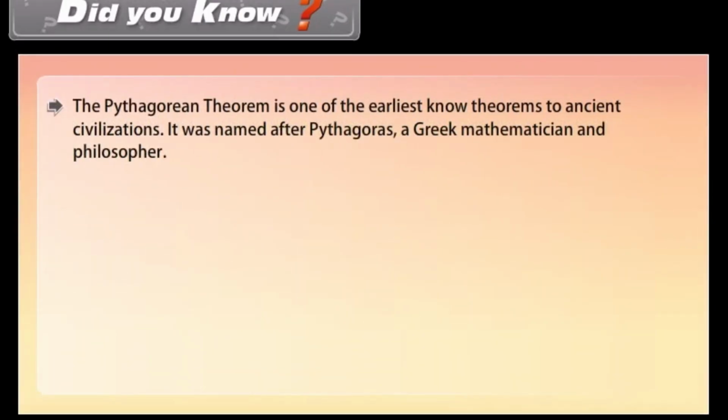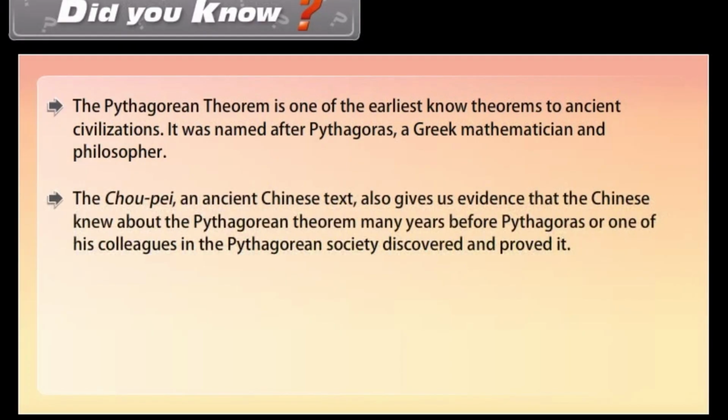Did you know? The Pythagorean theorem is one of the earliest known theorems to ancient civilizations. It was named after Pythagoras, a Greek mathematician and philosopher. The Chou Pei, an ancient Chinese text, also gives us evidence that the Chinese knew about the Pythagorean theorem many years before Pythagoras or one of his colleagues in Pythagorean society discovered and proved it.